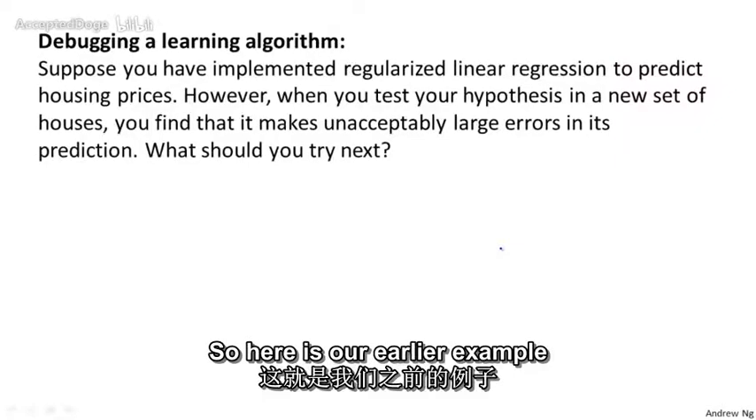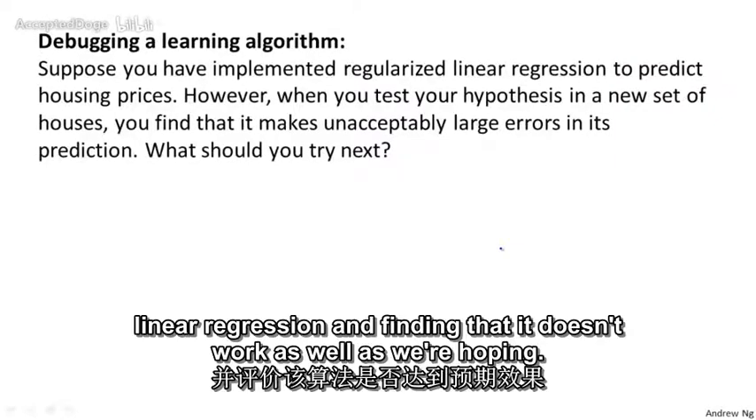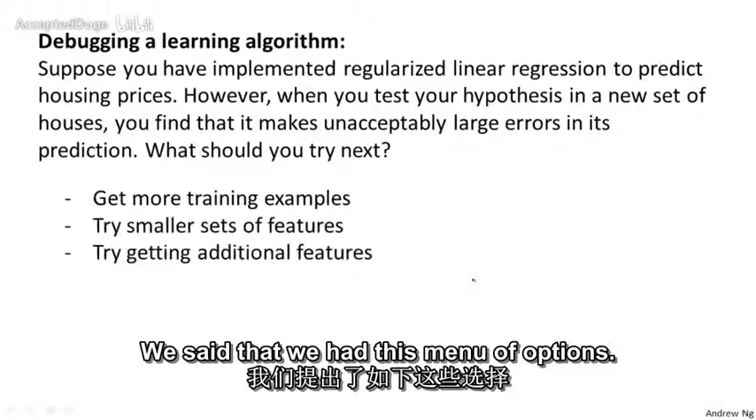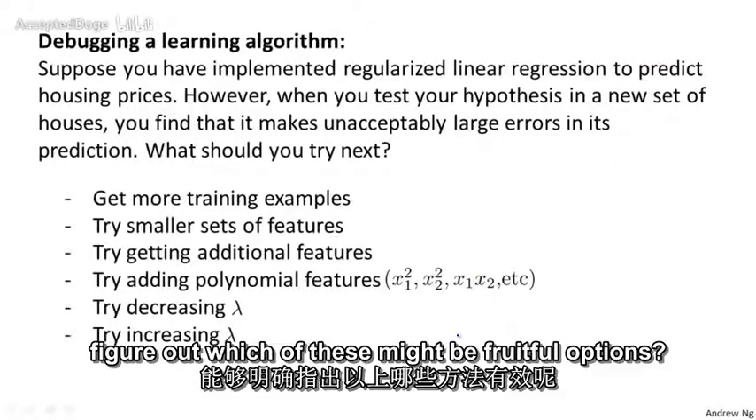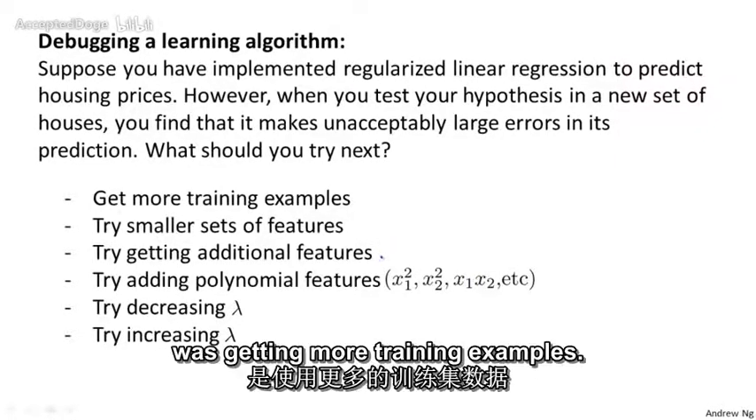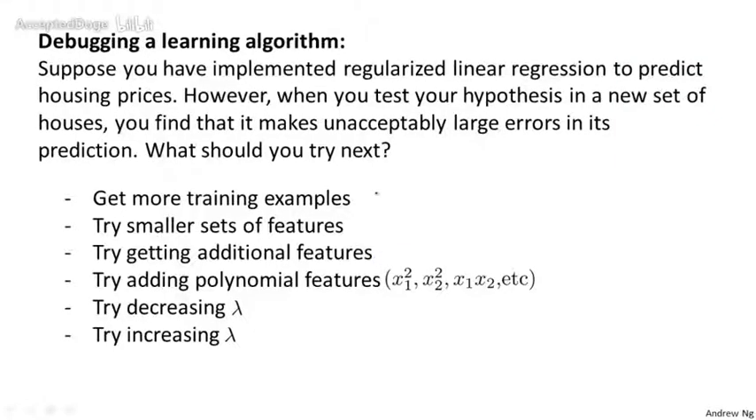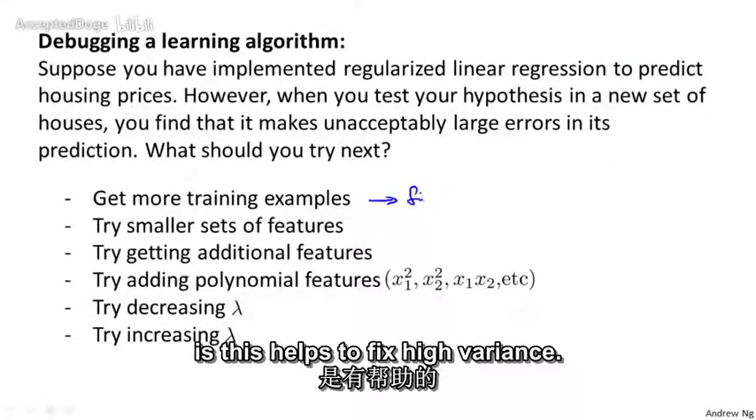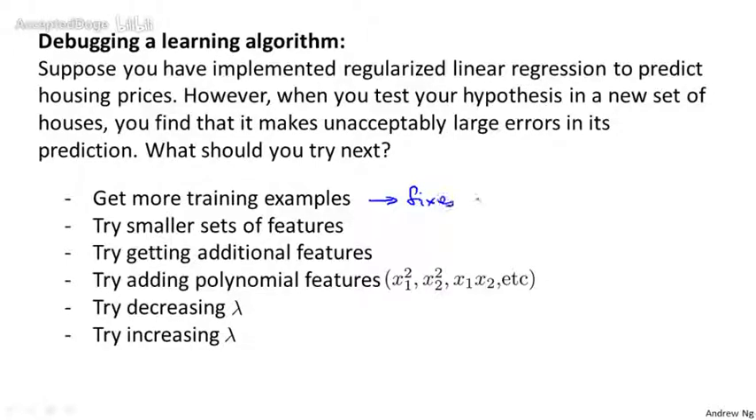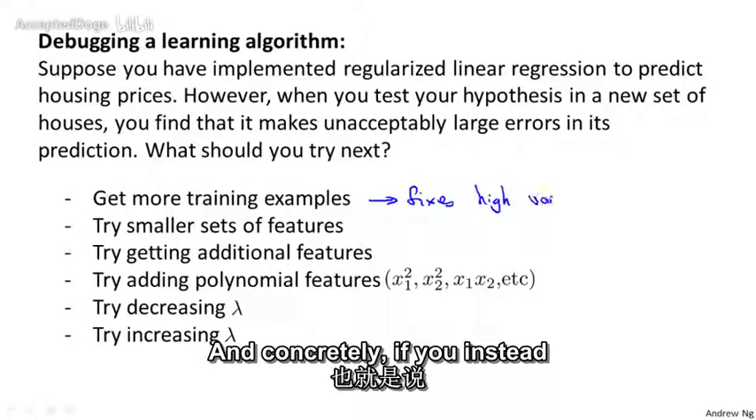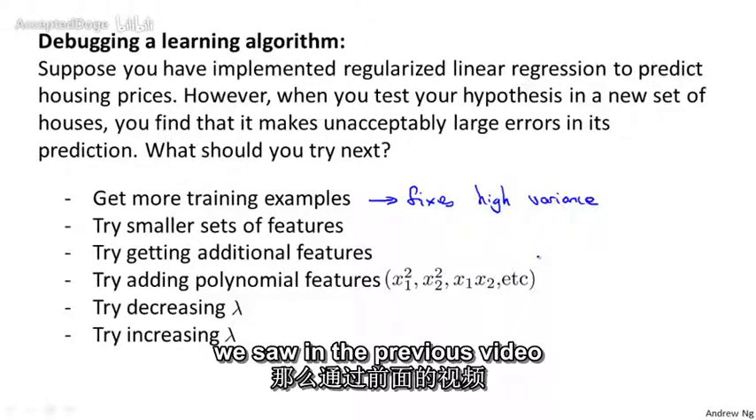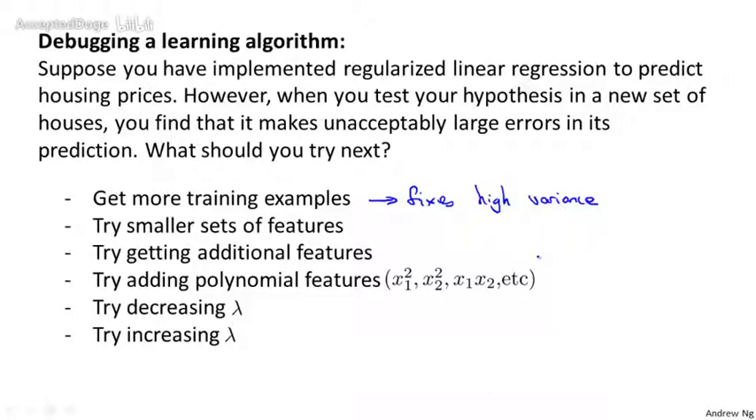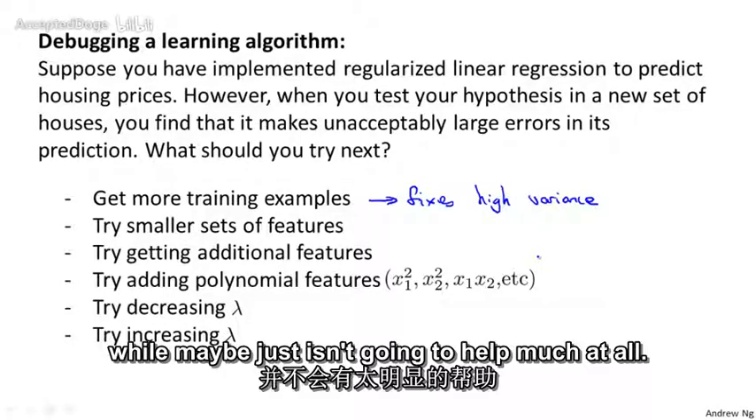So here is our earlier example of maybe having fit regularized linear regression and finding that it doesn't work as well as we're hoping. We said that we had this menu of options. So is there some way to figure out which of these might be fruitful options? The first thing on our list was getting more training examples. And what this is good for is this helps to fix high variance. And concretely, if you instead have a high bias problem and don't have any variance problem, then we saw in the previous video that getting more training examples, well, maybe just isn't going to help much at all.